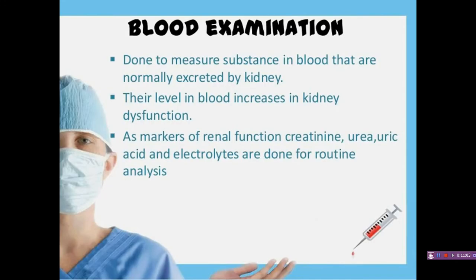Now the blood examination. Why do we perform the blood examination? We perform blood examination to measure substances in the blood that are normally excreted by the kidney. Their level in the blood increases in kidney dysfunction. As markers of renal function, creatinine, urea, uric acid and electrolytes are done for routine analysis.